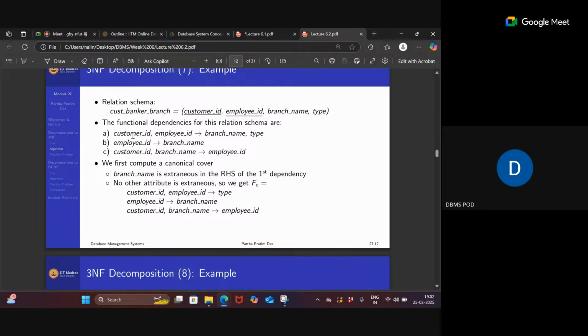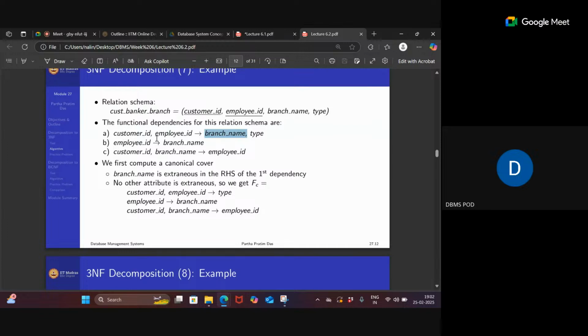Or you can just say, by seeing this branch name, just make the LHS like one attribute. We can see branch name here, it is redundant, because employee ID determines branch name. Customer ID, employee ID together determines branch name, so here it is an extraneous attribute. If I remove branch name from here and compute the closure of customer ID and employee ID, we will get the same branch name and type. So this branch name is an extraneous attribute here. So we can remove branch name, and see the final attributes we have now.